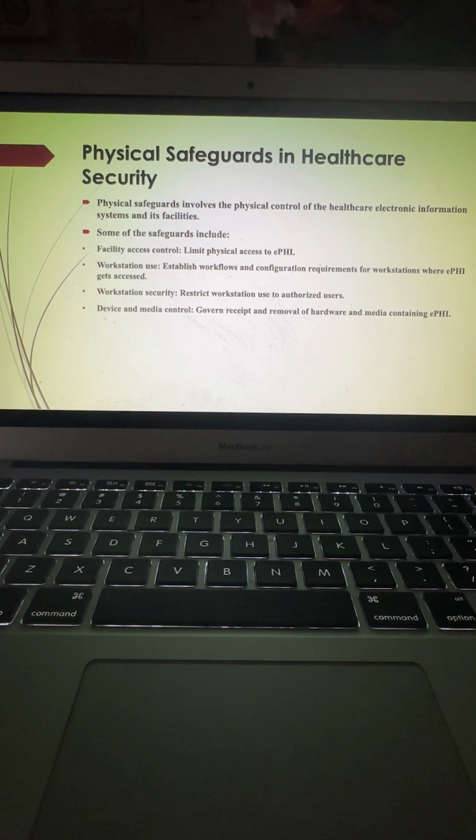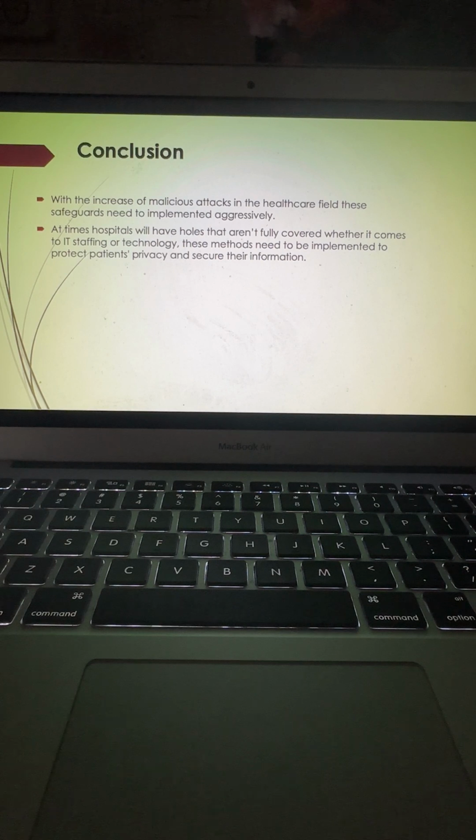So I essentially covered privacy and security, which all falls under HIPAA. I covered the safeguards for security, and the HIPAA privacy rule and how important it is to healthcare as well. But I also wanted to touch on the increase of malicious attacks in the healthcare field. I think a lot of these safeguards should be implemented aggressively. At times, hospitals will have holes that aren't fully covered when it comes to things like IT staffing or technology, and I want to talk a little bit about that.